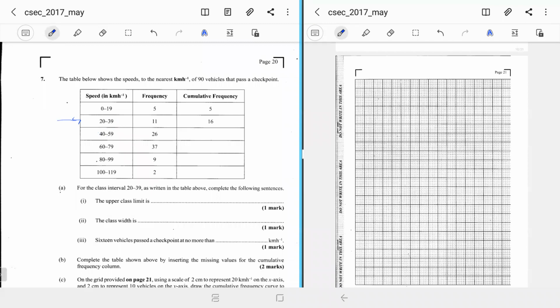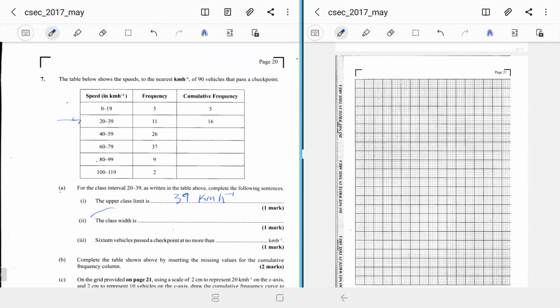So this class can only take values between 19.5 and 39.5, but the upper limit is 39 and the lower limit is 20. So there's a difference. They can ask for the class boundary, or they can ask for the class limit. The limits are the values as they appear. So it will be 39 kilometers per hour. Remember, you have to put the unit of measurement. Understand that? They're still learning. Make a mistake and learn from it.